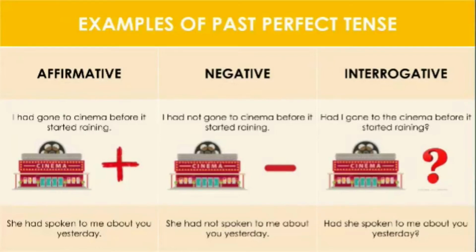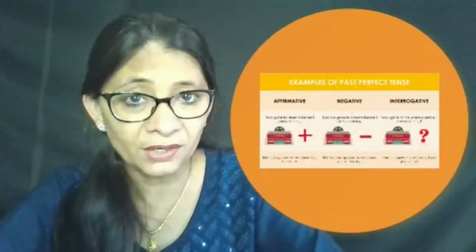This is affirmative. Negative will be, I had not gone to cinema before it started raining. Just adding a not after had. And interrogative will be, had will come out. Okay, had I gone to the cinema before it started raining? Like that. Second sentence, she had spoken to me about you yesterday. She had not spoken to me about you yesterday. Had she spoken to me about you yesterday? So, this is how it is. I hope you are understanding.